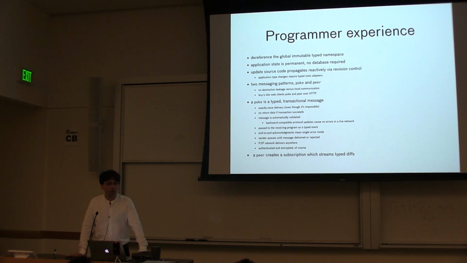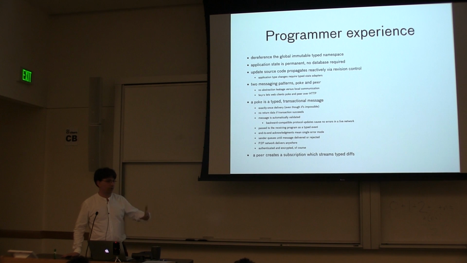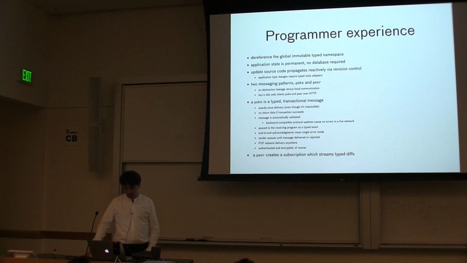First of all, you're programming the system. You can dereference a global immutable namespace, so you can use any data in the world as if it was a typed constant. That's kind of nice. Your application state is permanent. You don't need a database to flush stuff out to for your data to actually exist. When you do an update, your updates come through reactively. You have a revision control system. That's Clay. I didn't talk much about that, but it's a revision control system with hooks.